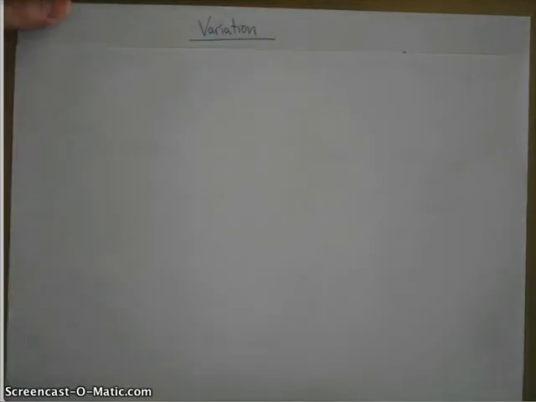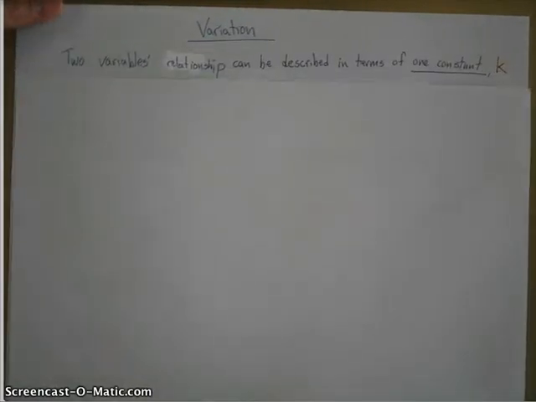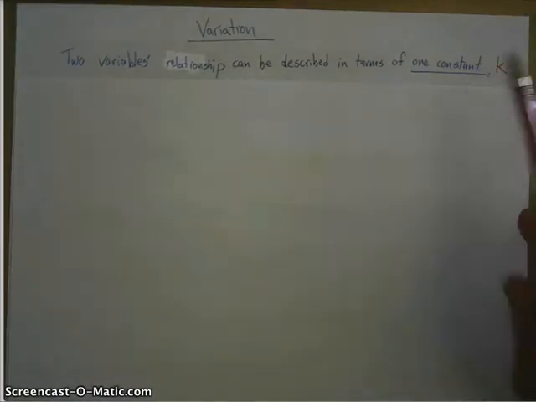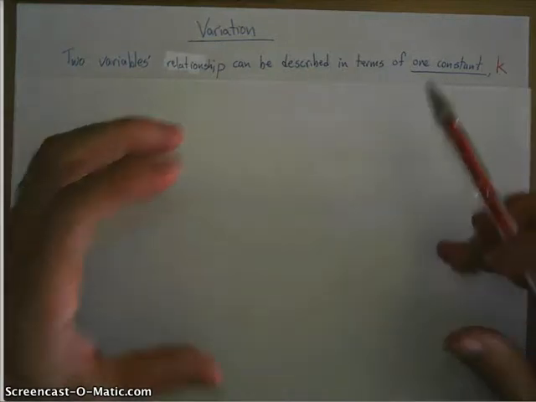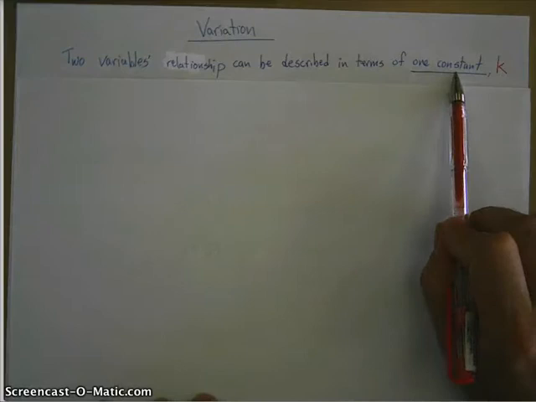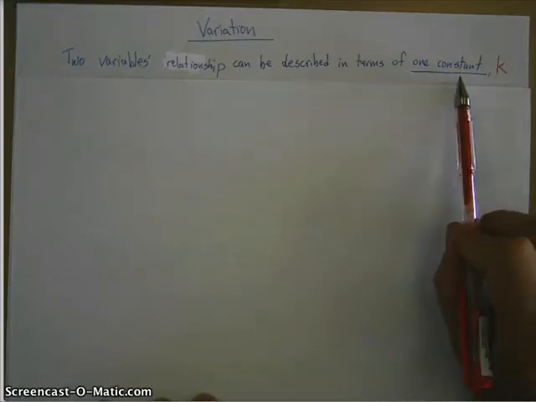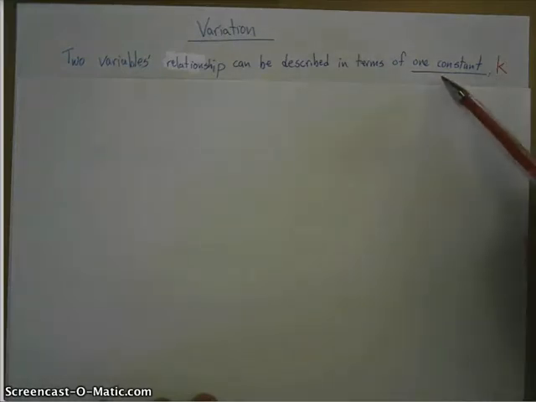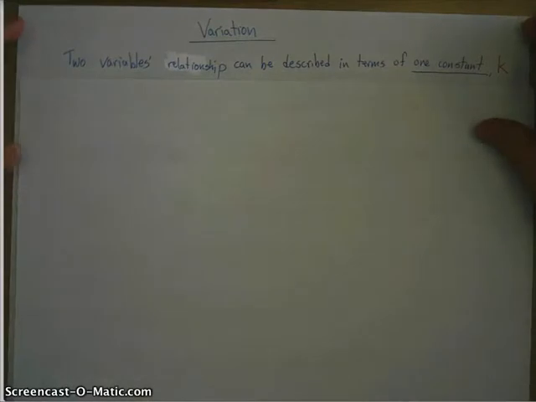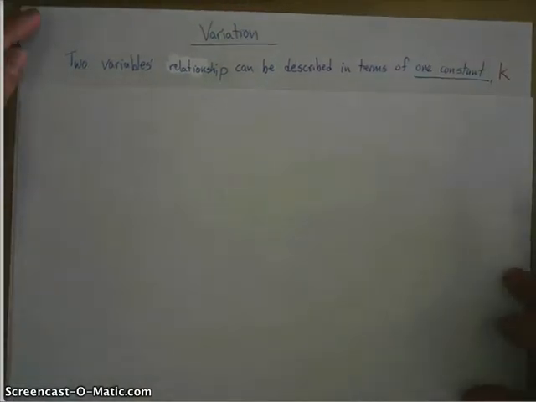Variation is simply when two variables have a relationship that can be described in terms of one constant. All right, there's a relationship between two variables, and I can describe that in terms of just one number. One constant means one number. But because we don't know what the number might be, there's all different possible numbers, we use k as our general descriptor of that constant. All right, so there's only two kinds of variable relationships.